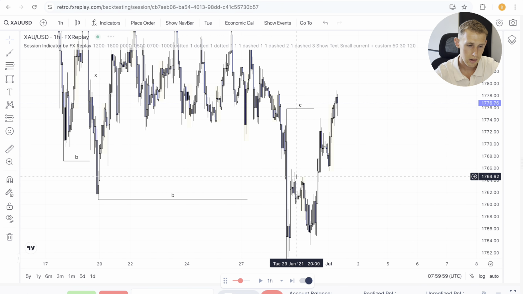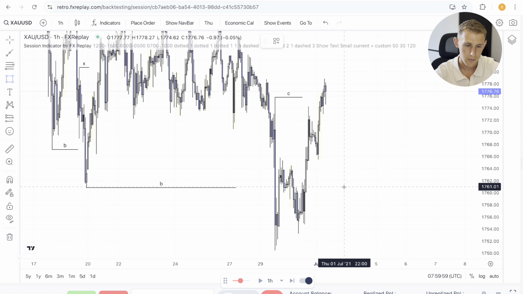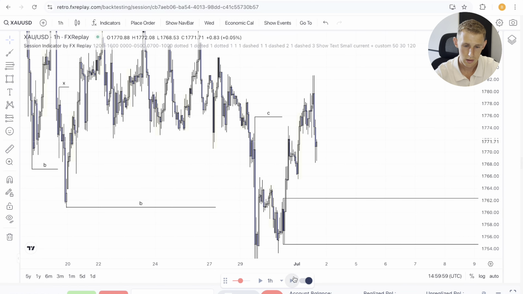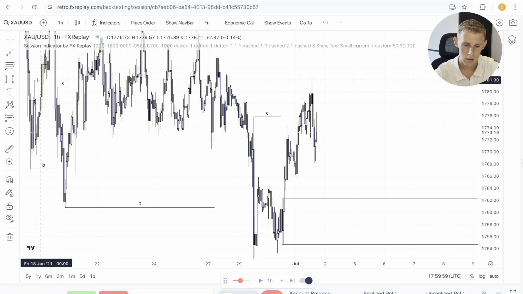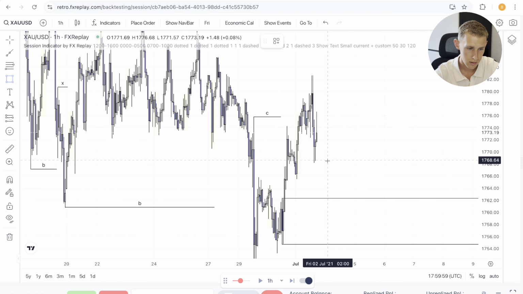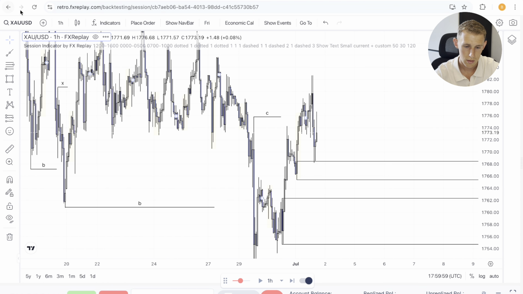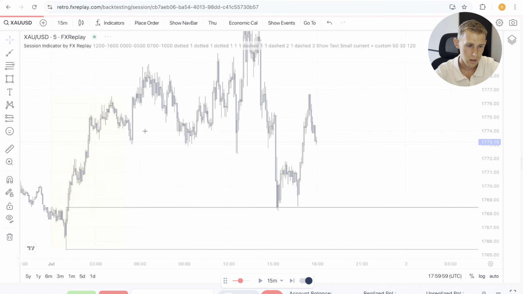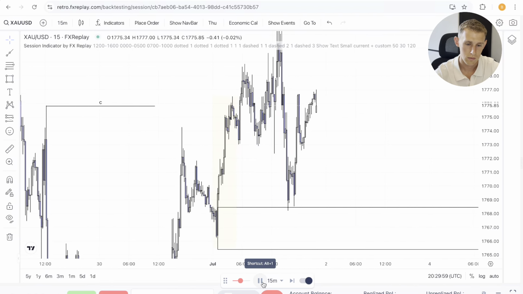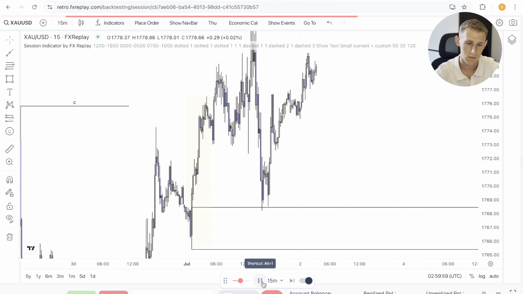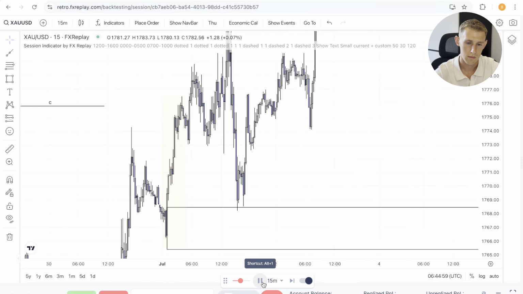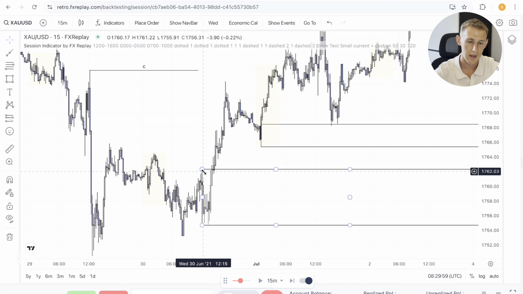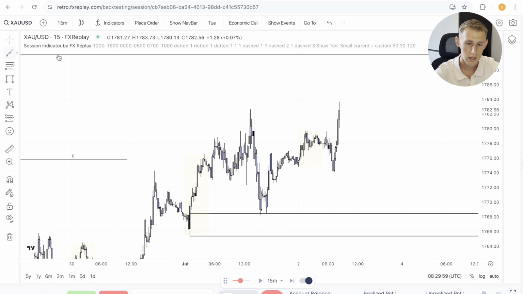Where could we look to get in? Maybe if it can retrace into this area. Let's have a look. We also have this one. I want to see another confirmation on these though. I wouldn't want to just enter. Okay, there you go. So price respected that first one and is now continuing to the upside.